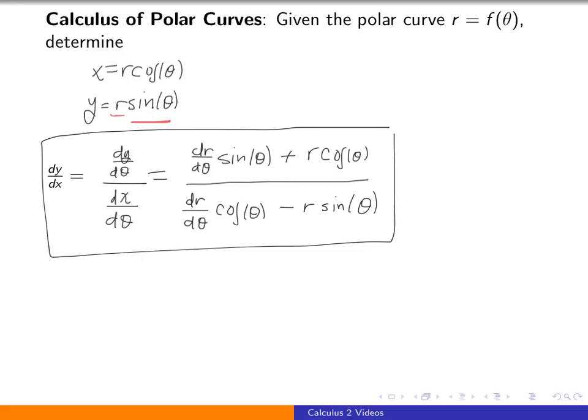Just note that there's really only two things that we need to do once we have this formula. We need to fill in the dr d theta spots, and fill in the other spots with what that function r is as a function of theta. Then if you want to know dy dx corresponding to some theta value, you would just go ahead and plug theta in. So let's look at a few examples.